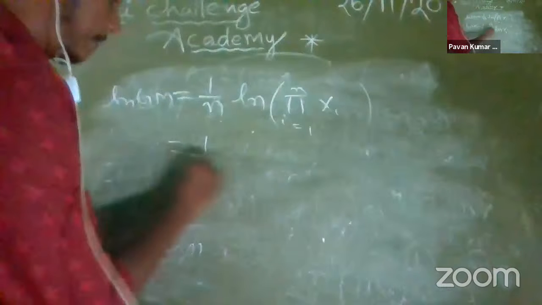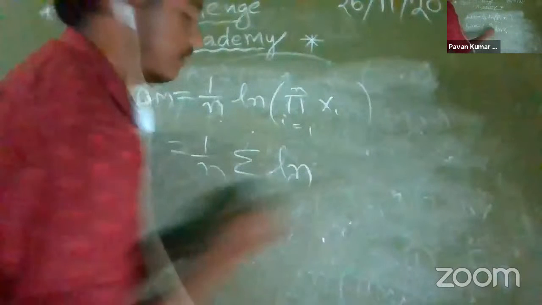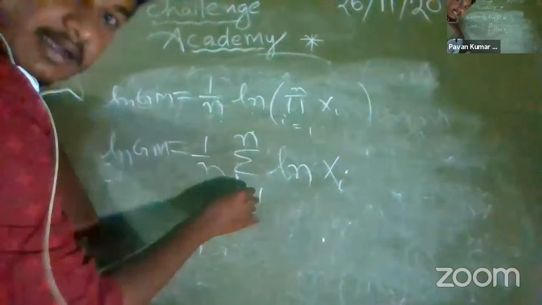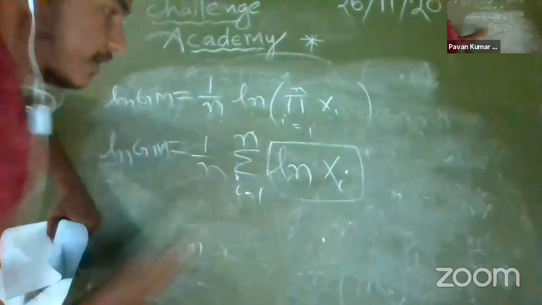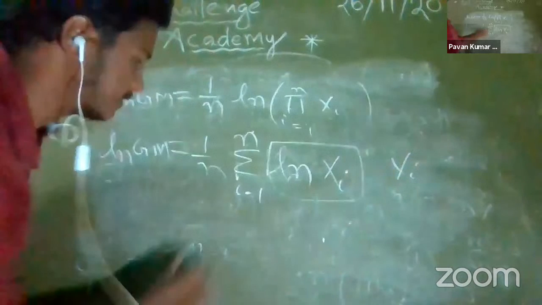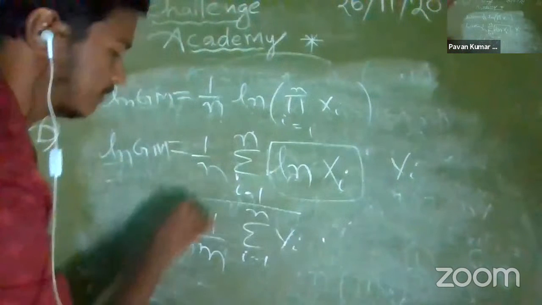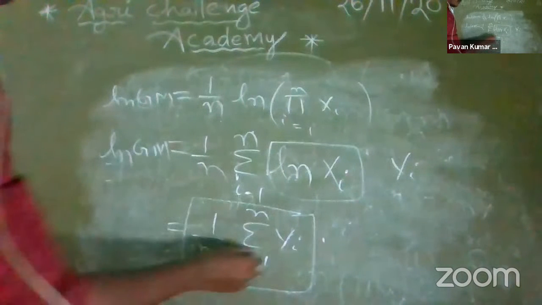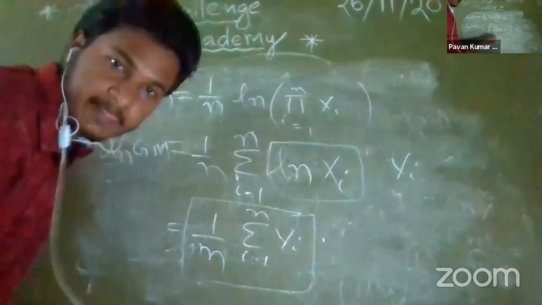See, it looks like the arithmetic mean of the logarithm of those observations. Arithmetic mean looks like this summation. Take ln xi as yi and you will understand: ln GM equals 1 by n summation of yi, i equals 1 to n.